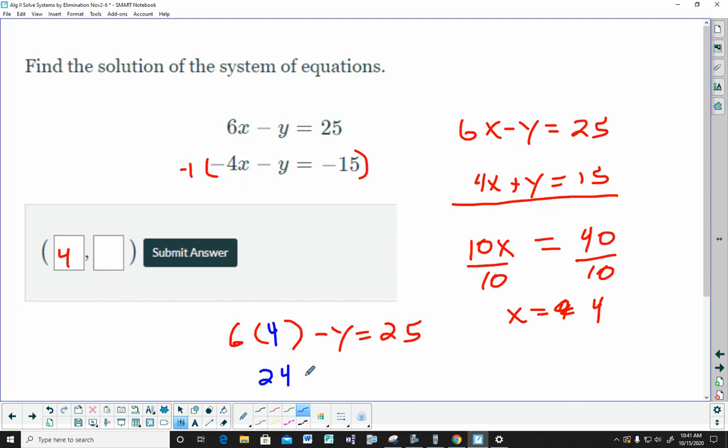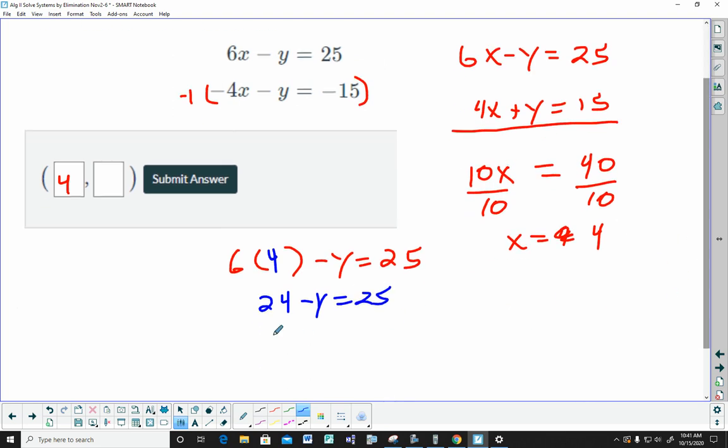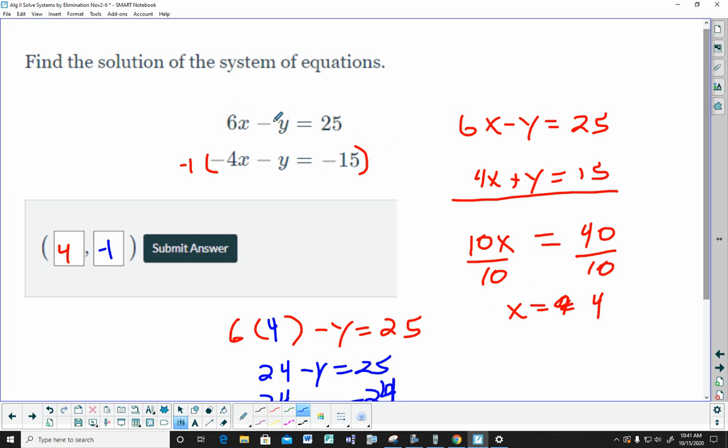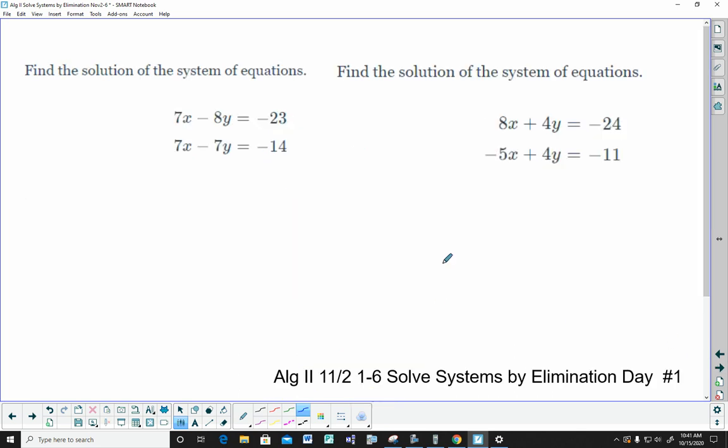So you get 24 minus y is equal to 25. Subtract the 24. And you get negative y is equal to 1. So divide by -1, and you get -1. Okay? So when the numbers match literally, but they're not opposite in sign, you need to make them opposite in sign by multiplying.